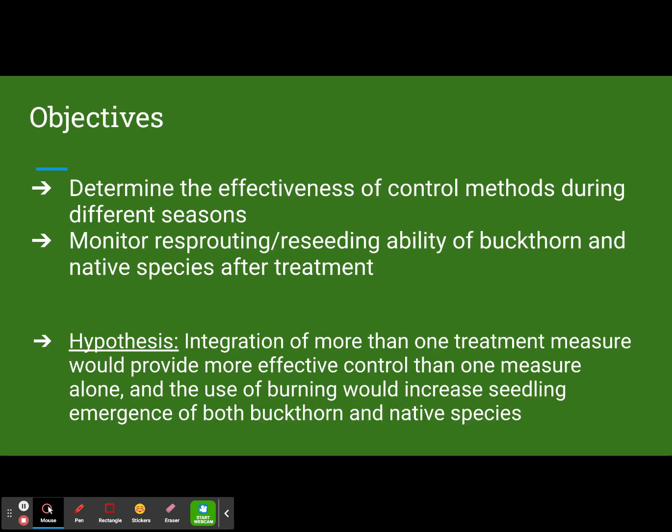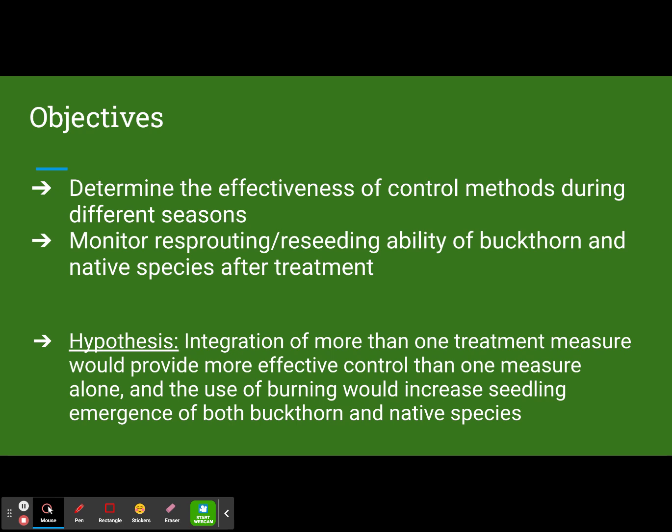This study wanted to determine the effectiveness of different control methods during the different seasons of the year. It also wanted to know how the control methods affected resprouting and reseeding of buckthorn and other native species after treatment. This is important because in order to restore the native forests, the best management plan would incorporate the regrowth and regeneration of native species.